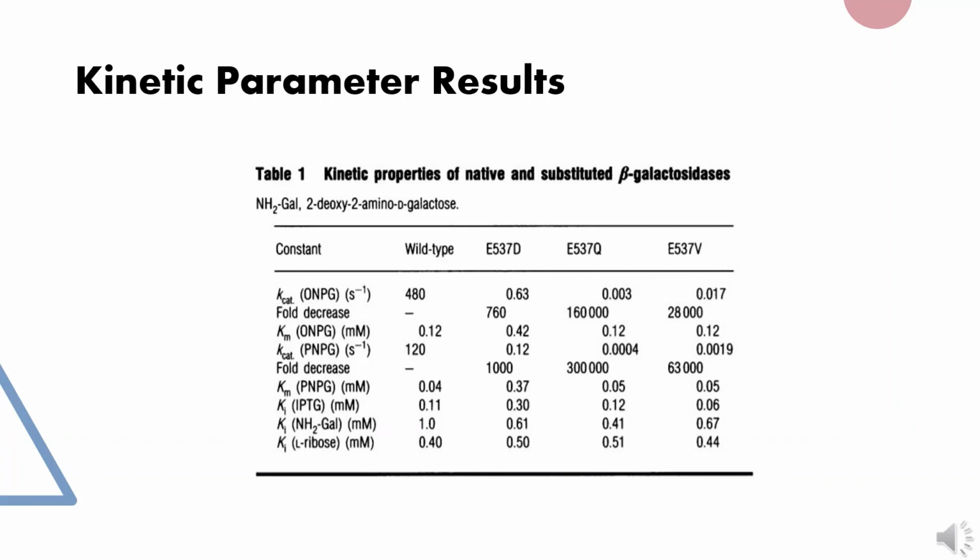This supports the idea of the mechanism because it indicates that glutamate 537 plays a vital role in helping to initiate the mechanism. When lactase does not have the proper nucleophile to perform catalysis, efficiency of lactase decreases.